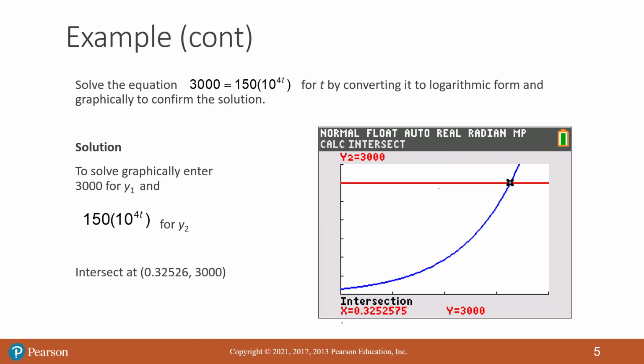Remember, you get to the intersection function by hitting second trace or second calc, and then you go down to intersection. It takes 3 enters in order to find that intersection. First enter isolates the first curve, second enter isolates the second curve, third enter needs to be near the guess point of where you think they intersect, and it will find it for you.